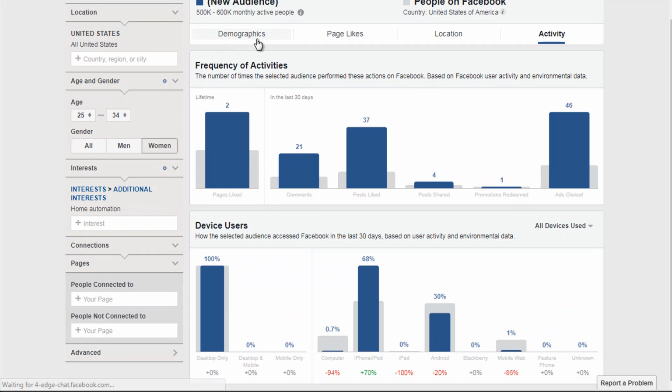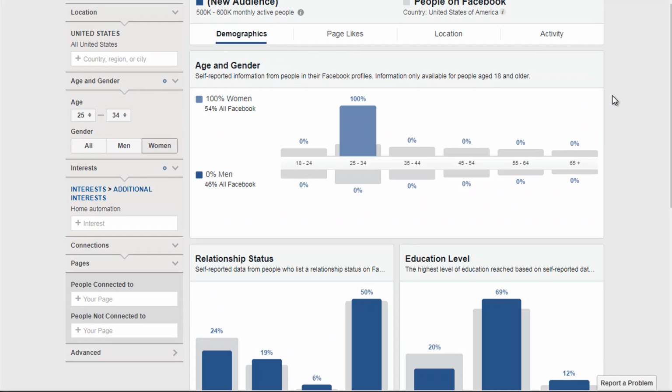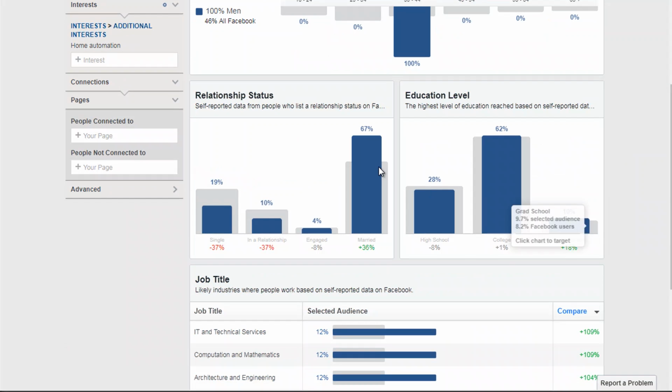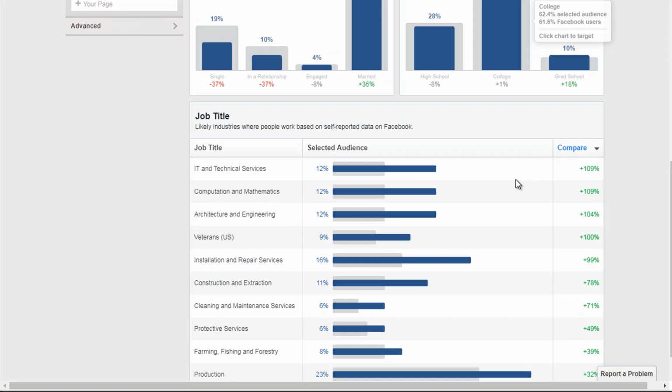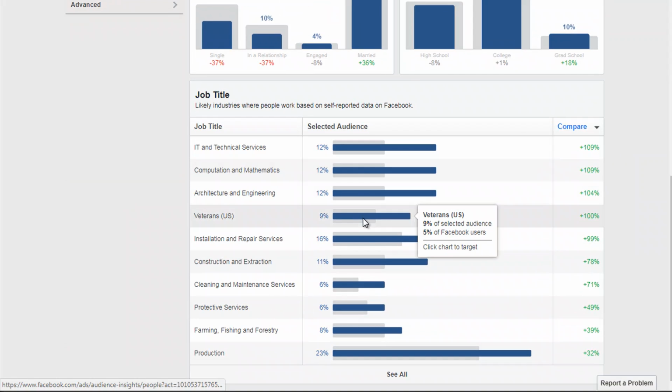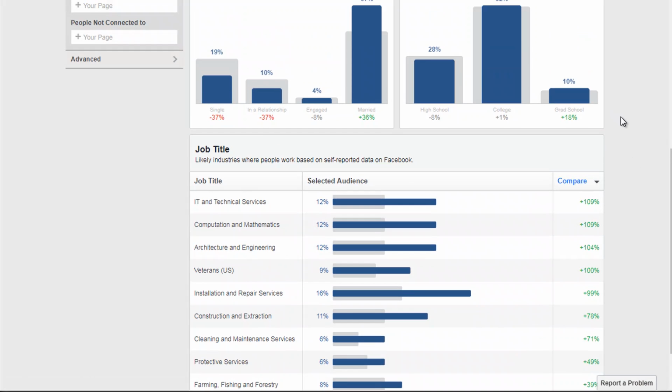If we go back to demographics, the nice thing about this is you can paint a picture for this particular demographic, but if you wanted to move on to, let's say, men ages 35 to 44, we click that with our mouse, and Facebook is going to give the data for that particular segment. So if we scroll down, we can see a lot of them are married. A lot of them have college degrees. There's IT, technical services, mathematics, engineering, veterans. So that's interesting because a lot of these men are having jobs that are highly technical. And that makes sense. They are into home automation because they're highly technical.